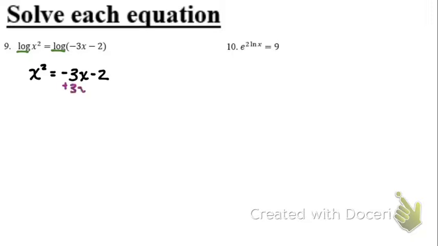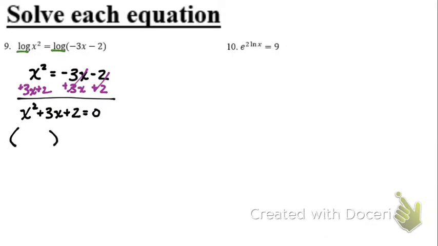Yep, set it equal to 0. I'm going to add 3x and 2 to both sides. So I have x squared plus 3x plus 2 equals 0. How is this going to factor? X plus 2 and x plus 1. So what is x? -2 and -1.